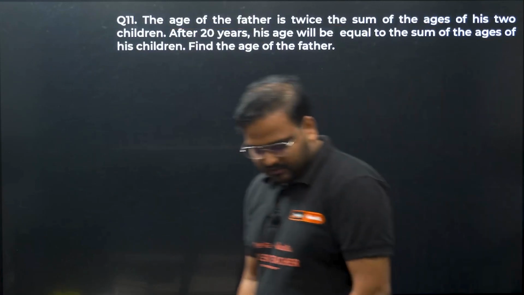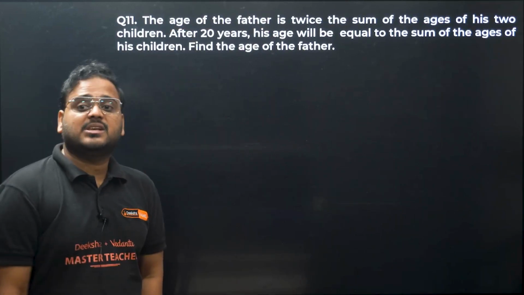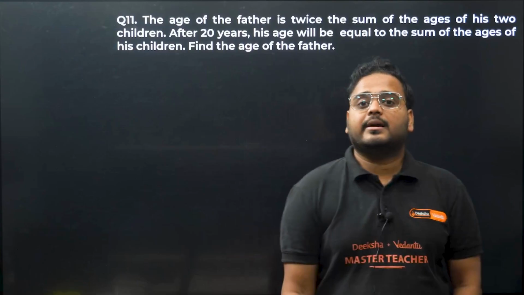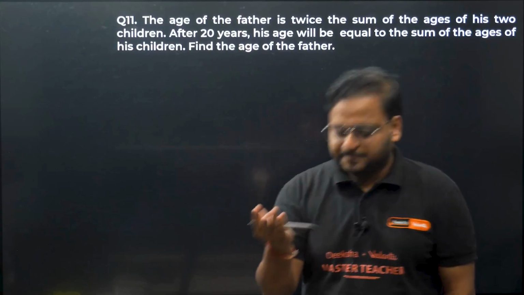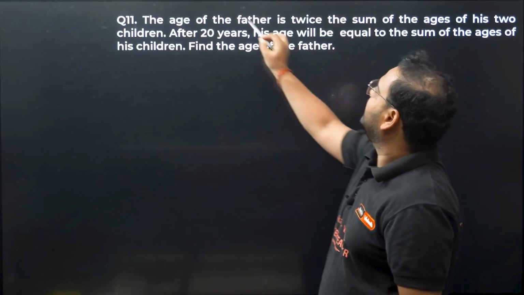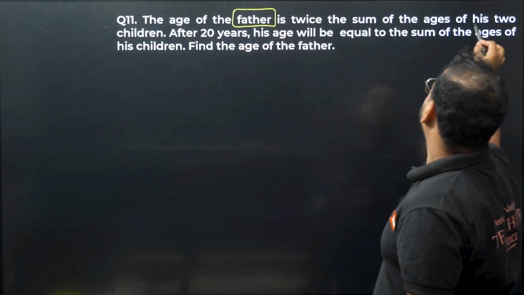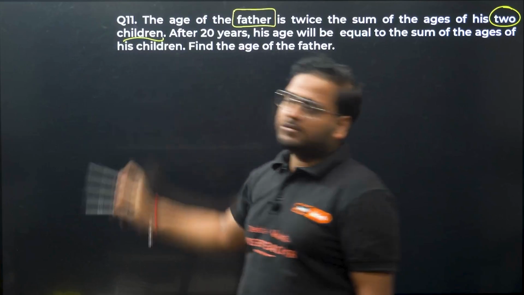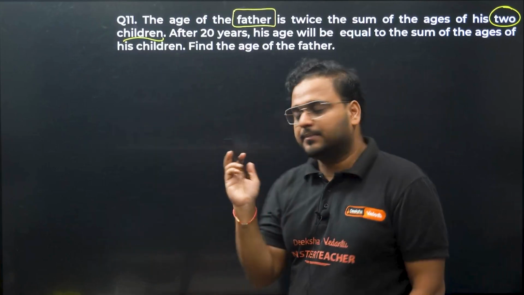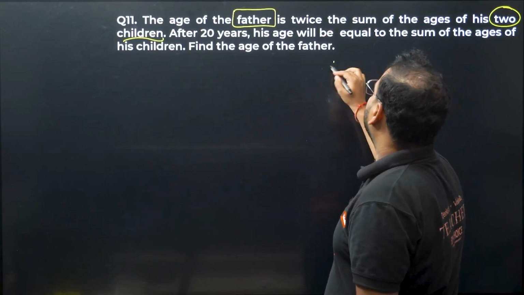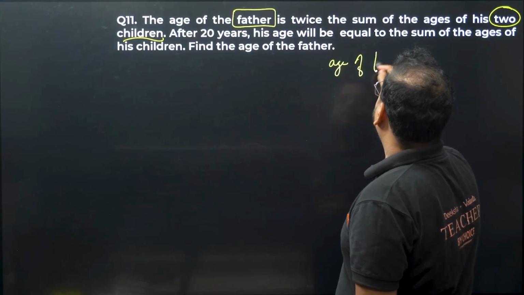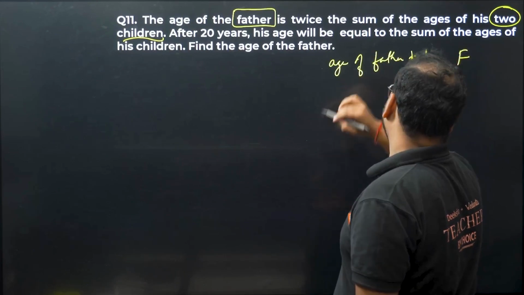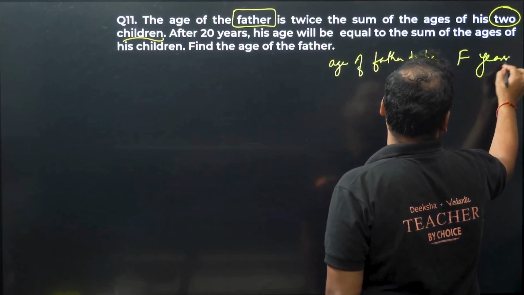Next. We have another word problem. The age of the father is twice the sum of the ages of two children. Now, in this question, the mistake a student can make is taking complicated variables. Please check. We have age of father, age of children also, but there are two children involved. Don't have to take separate variables for both of them. Simply take age of father to be, let's say f years.